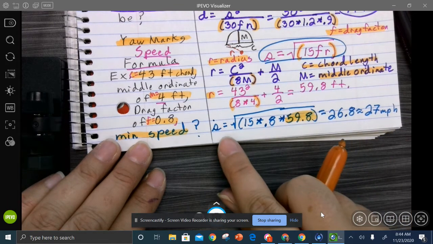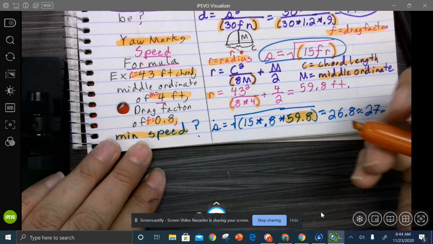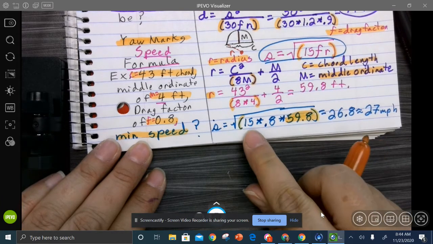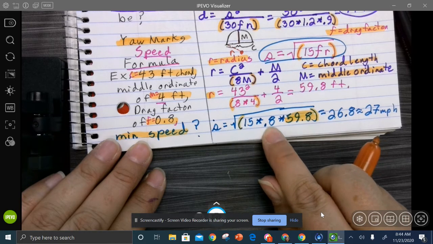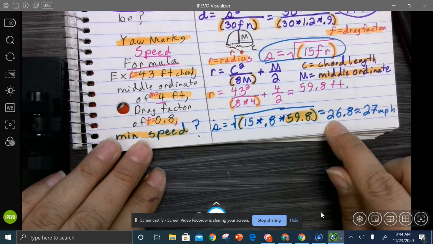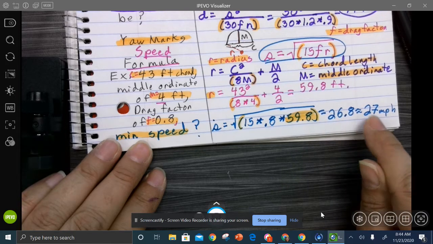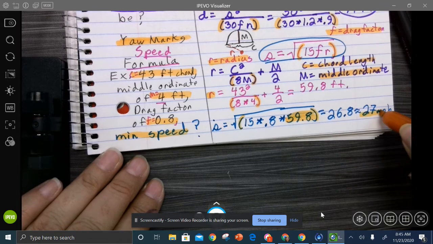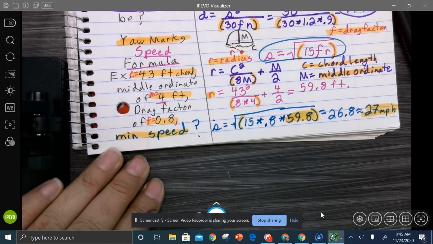So we're going to put that back into the formula. Our speed is equal to 15, the square root of 15 times 8/10 times 58 and 8/10, and we get 26 and 8/10, which we round up to 27. So the minimum speed, everybody, would be 27 miles per hour. Okay, everybody, you got this.